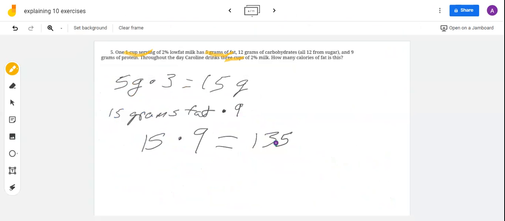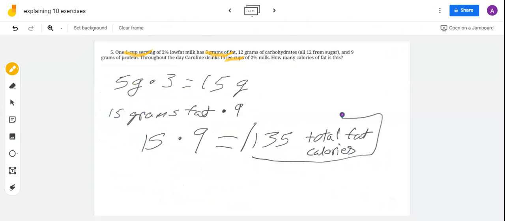Okay? And that's just going to be your answer. So it's 135 total fat calories. There you go. Right there. Clear as day. So that's how question 5 is done. So let's move on to question 6.